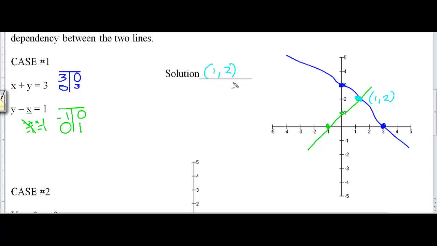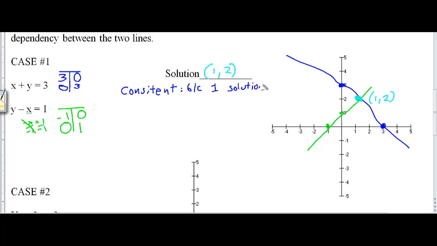Your solution has to be written as an ordered pair, because we found the x and y where these lines intersect graphically. From here, we also need to talk about the vocabulary words consistency and dependency. So let's talk about what that means. Consistency talks about whether there is a solution to the problem. So this is consistent, and the reason why is because there's one solution.